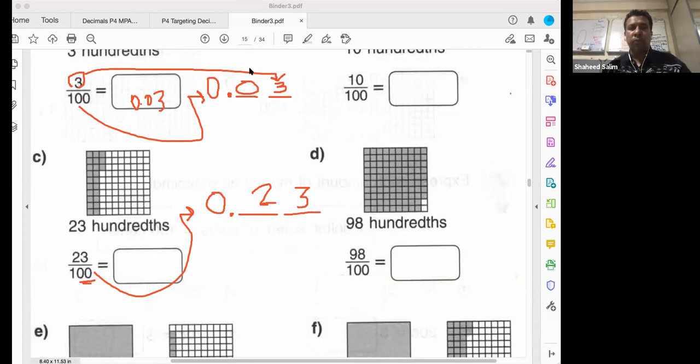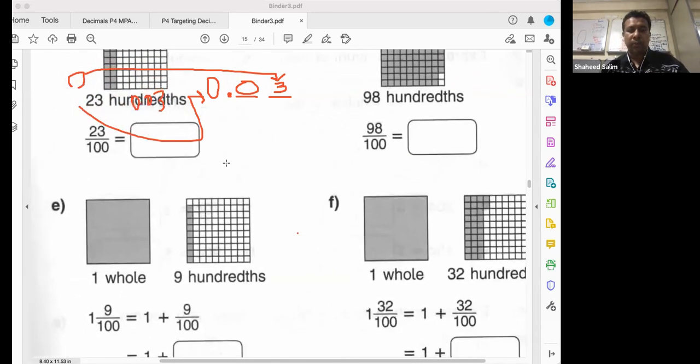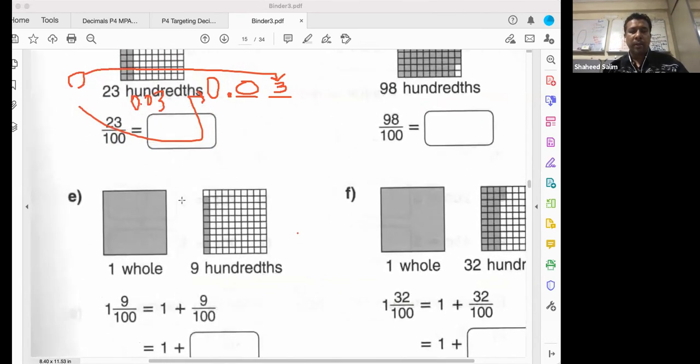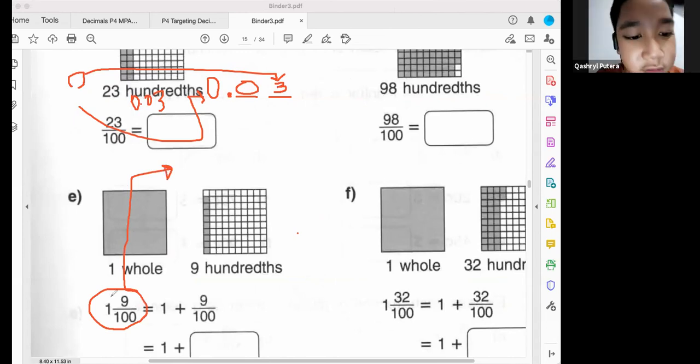So now I'm going to move below to show you the next one. Watch. Then you see whether you get it. See now down here, 1 and 9 over 100. How to change 1 and 9 over 100? This one you must make sure you get it. Putra, you know the answer now. Putra, what's your answer? I don't know. Which one? This one. 1.09. And he is correct.